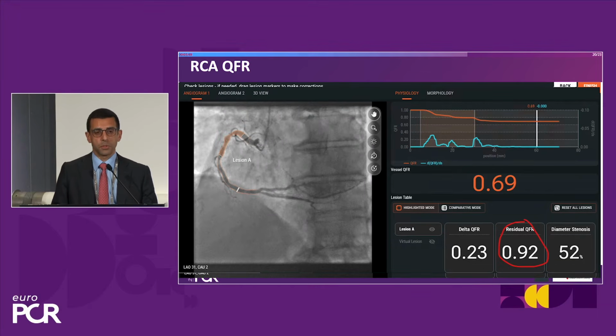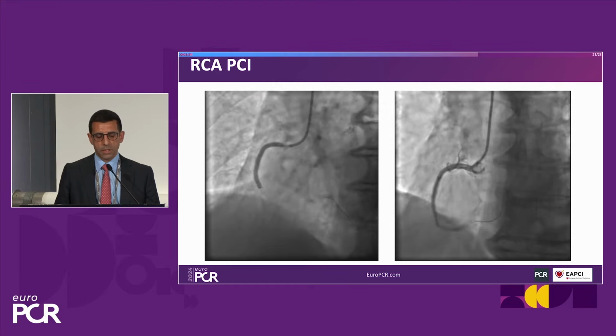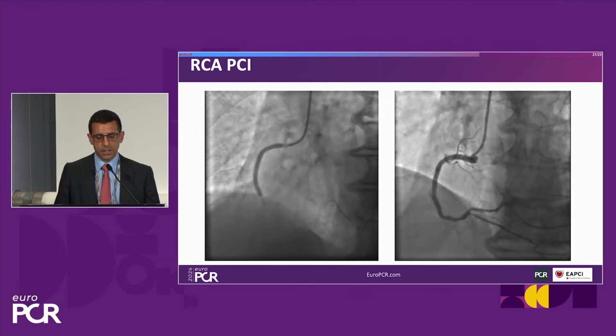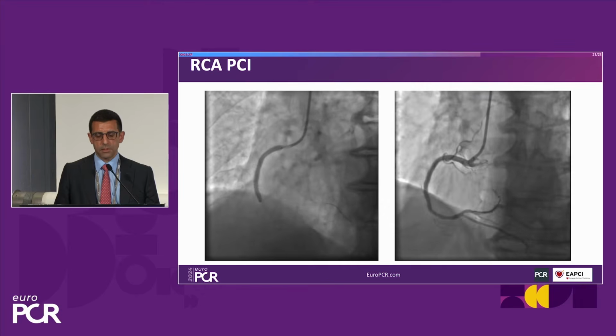So the right coronary artery was positive, 0.69. Here you may play with the distal marker that you may see here, to understand from where to where to put the stent. Here, for example, with a long stent, it was a QFR of 0.92, and then we decided to implant a stent. It was a 3.5 by 38 millimeters, so this was the final result.